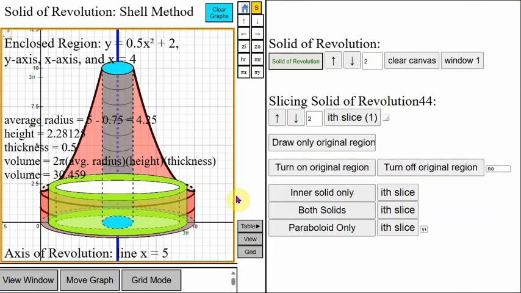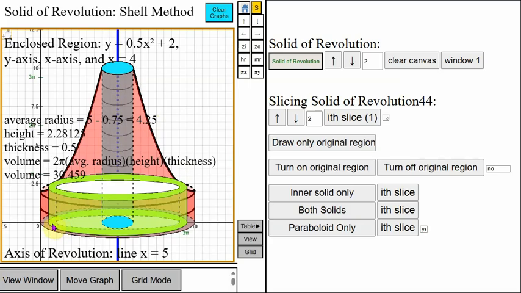And then here is shell number 2. The outer radius will be from the axis of revolution to right here. And then the inner radius will be from the axis of revolution to right here. And so the distance from here to here is 4.5, and then the inner radius is 4. And so the average radius will be 4.25.